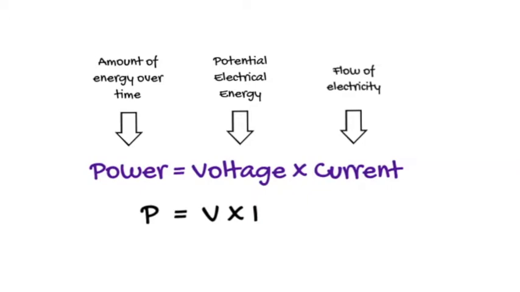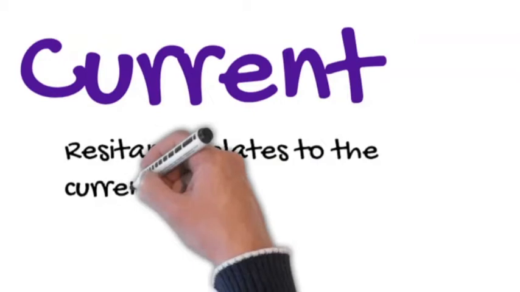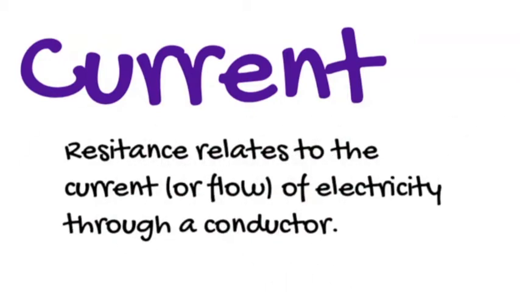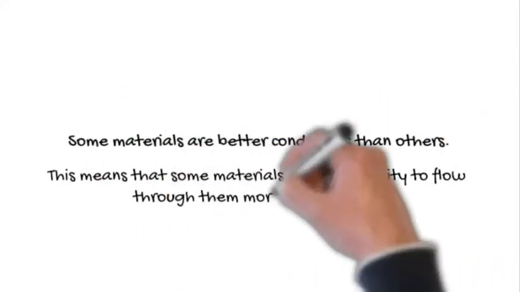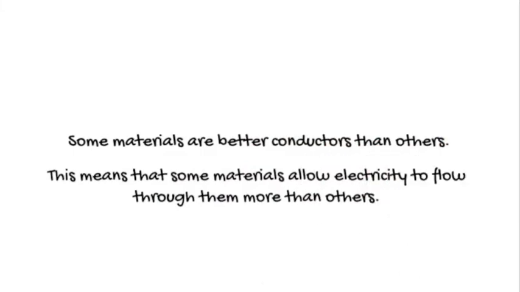So in this video we're going to look at resistance, and this directly links to the current or the flow of electricity. Now, some materials are better conductors than others. This basically means that some materials allow electricity to flow through them much more easily than other materials. This is the material's conductance.